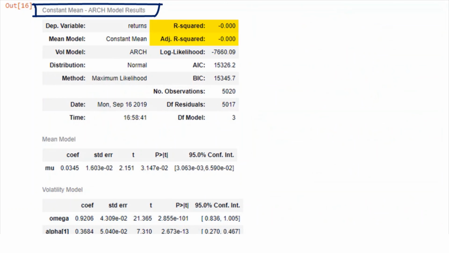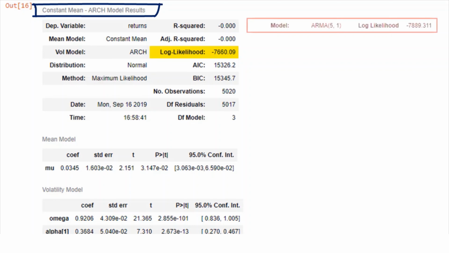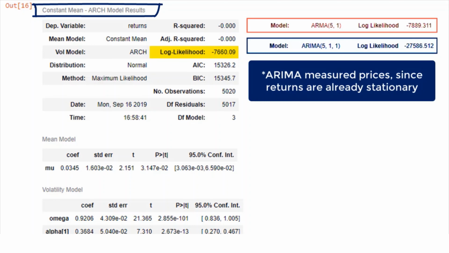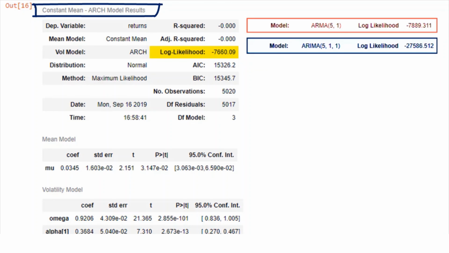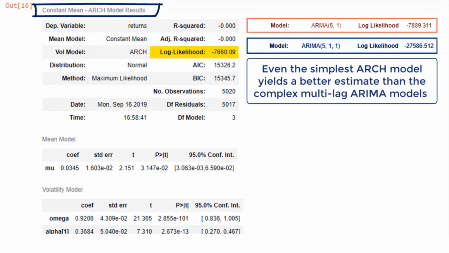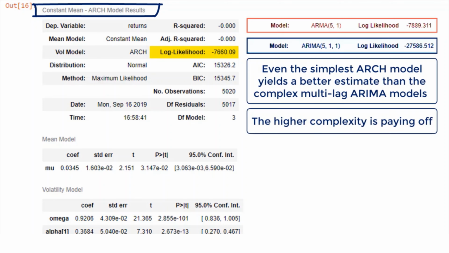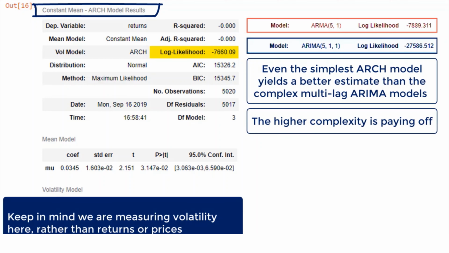Moving on, we can see that the log likelihood is roughly -7,660. If you compare this to the values we got for the ARMA and ARIMA, you'll see that the ARCH value is higher than most. Of course, we know that the log likelihood measures the goodness of fit. Therefore, even the simplest ARCH model yields a better estimate than the complex multi-lag ARIMA models we referred to earlier. This is fantastic news because it means the higher complexity which we injected by estimating 2 equations simultaneously is immediately paying off by increasing the log likelihood of the model.